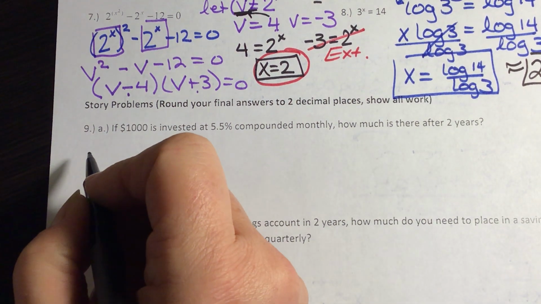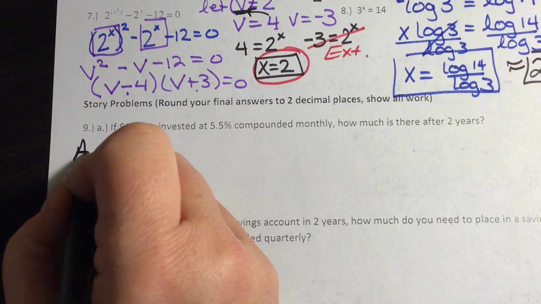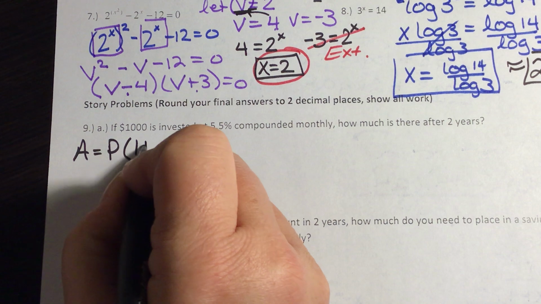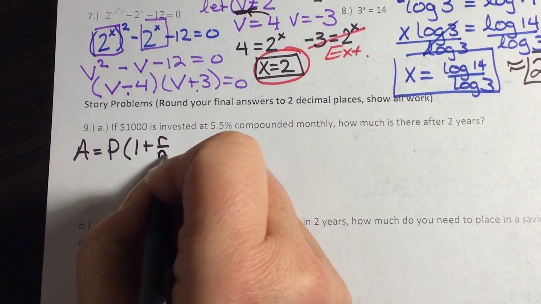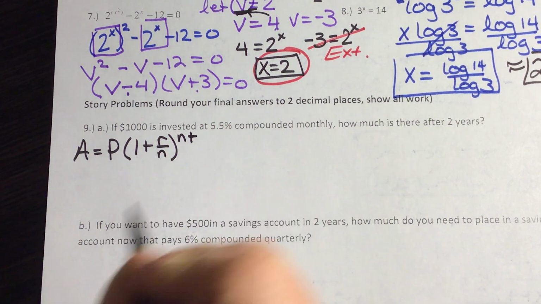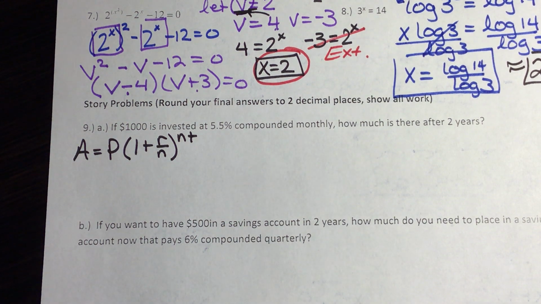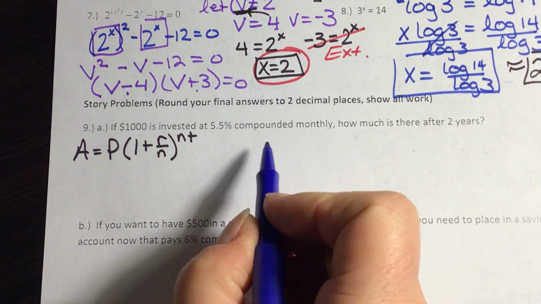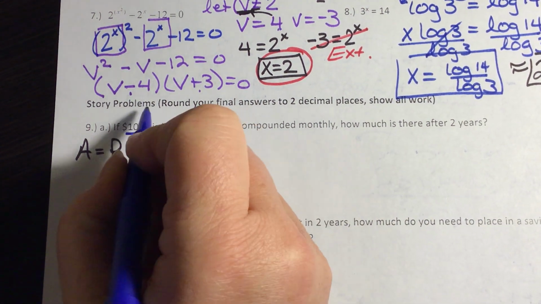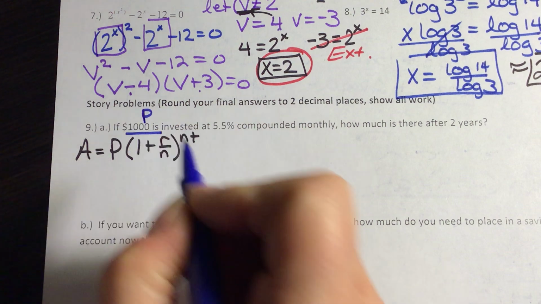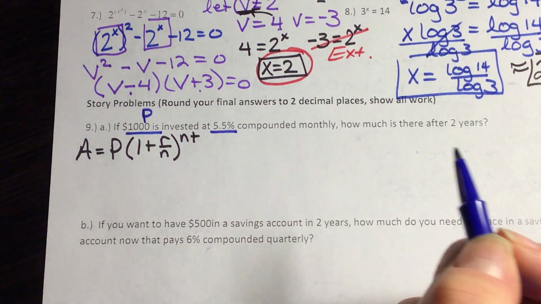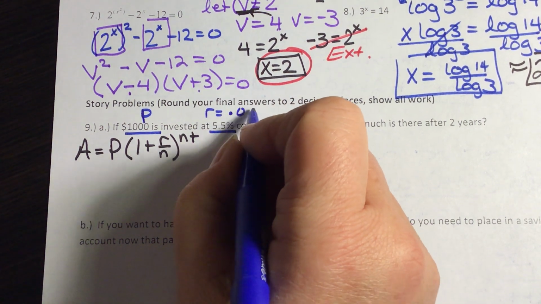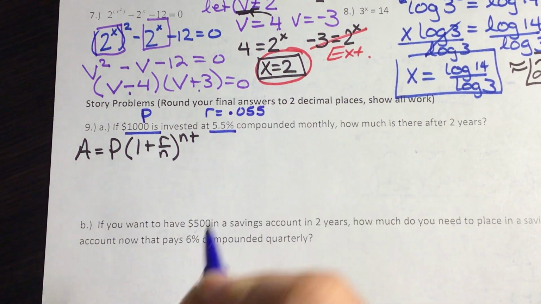Well, if we remember our formula, we have A equals the principal times 1 plus r over n to the nt power. And if I identify my variables in this information, $1,000 is invested, so that's my principal. The rate is 5.5%, which in a calculator I have to move the decimal place over 2 spots.